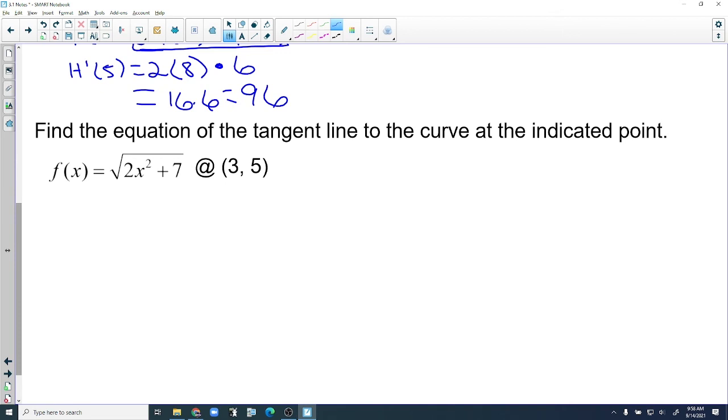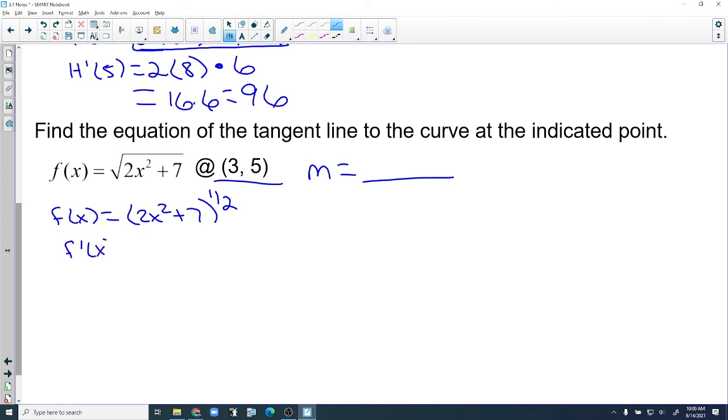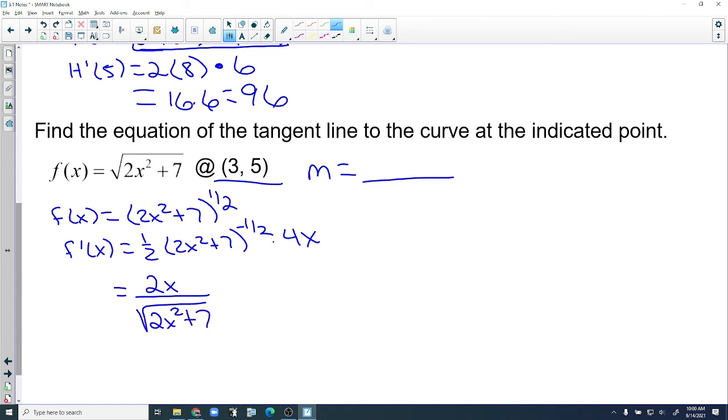Find the equation of the tangent line to the curve at the indicated point. There's the point. We need the slope. Old question, new derivative. Try to find the equation of the tangent line. I think of this as that to the 1/2 power. So f prime of x is 1/2 (2x squared plus 7) to the negative 1/2. See, I remembered that time. But then times 4x, times the derivative of the inside. So this becomes 2x over the square root of 2x squared plus 7.